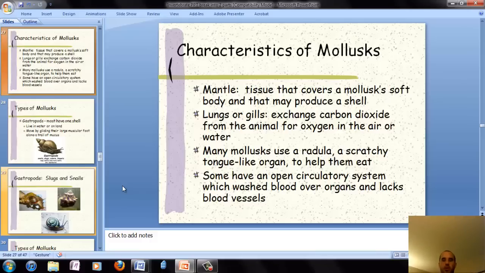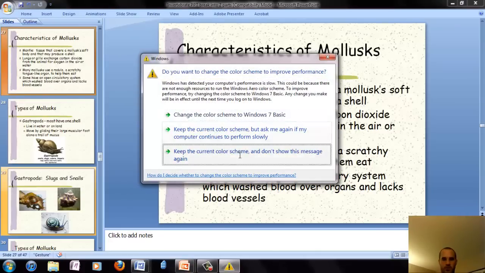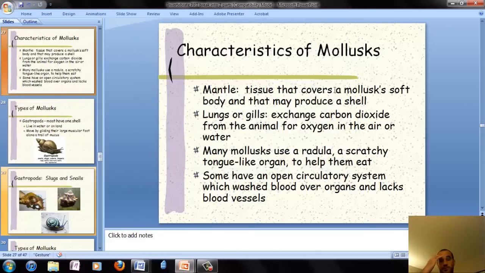And then for mollusks, some have an open circulatory system, which washes blood over the organs and lacks blood vessels. So that just means with an open circulatory system, the blood is not going to be pumped through the system. It's just going to wash and flow back and forth over the organs. Whereas in the human, you've got a heart, you've got blood vessels and veins to transport blood that's oxygenated and then the blood that's not oxygenated.